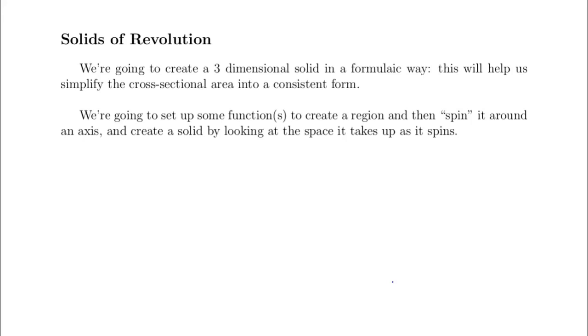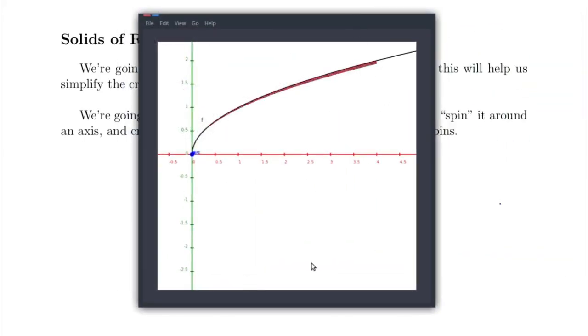We're going to set up some function or functions to create a region, and then what we're going to do is we're going to spin that region around an axis and create a solid by looking at the shape it takes up as it spins. This is kind of a weird explanation, but take a look at this.